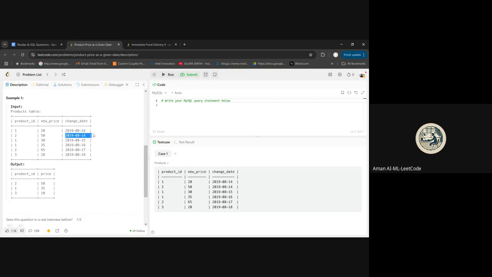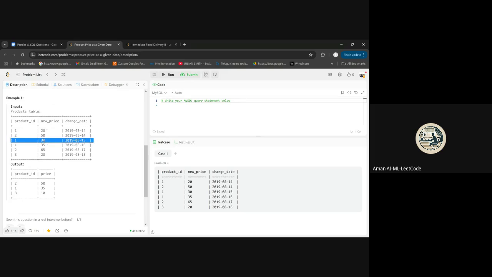Before this, the price was 10 for this product, whose new price is 50. Before this date, the price was 10. Sorry, before this date, the price was 20, because product ID 1 is here, this is product ID 1. Before this date, what was the price of product ID 1? It was 20.